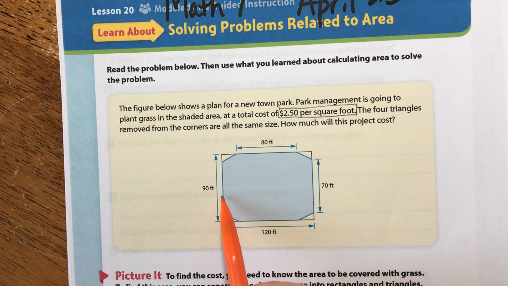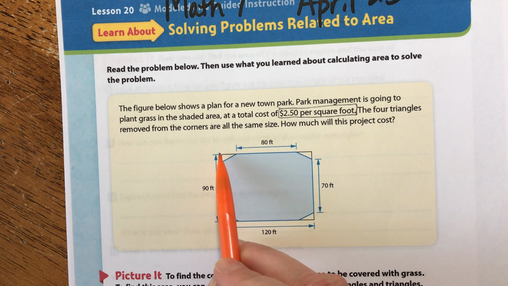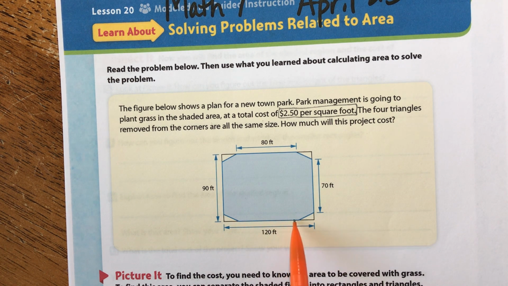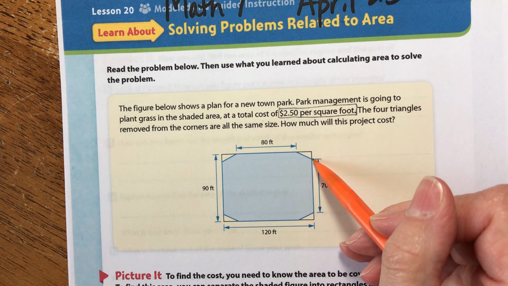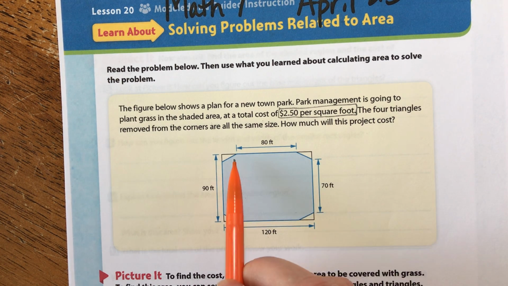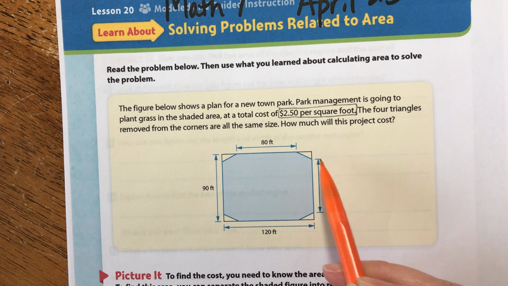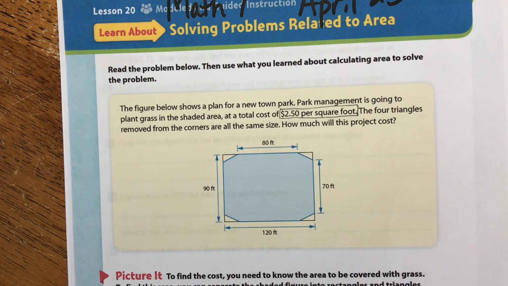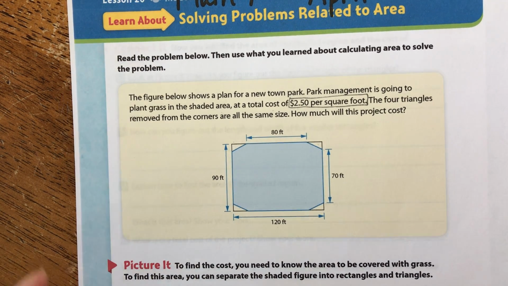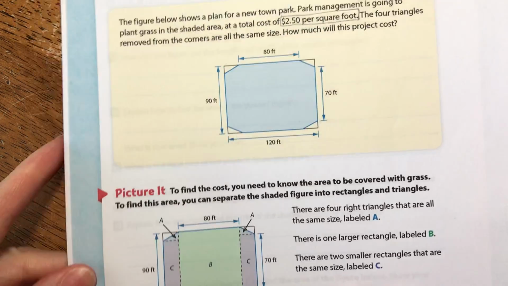This is the whole side over here. This is 90, so that would be the height. The whole base is 120 feet. Now they got the shorter measurements. From here to here is 70 feet, and from here to here is 80 feet. And then they told me that these four triangles are exactly the same size. Okay, so let's cut this up into pieces, right?